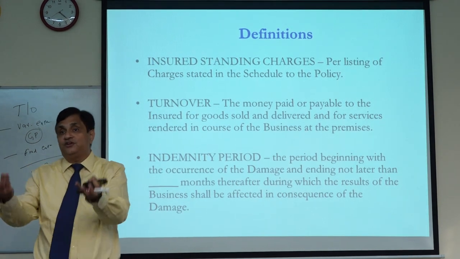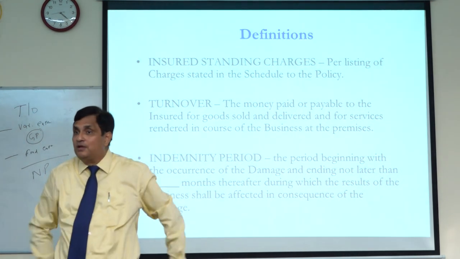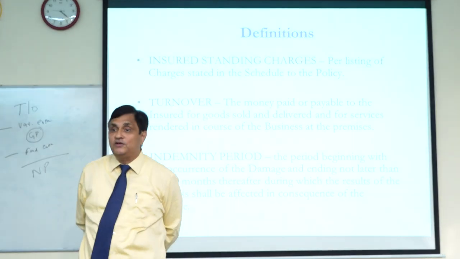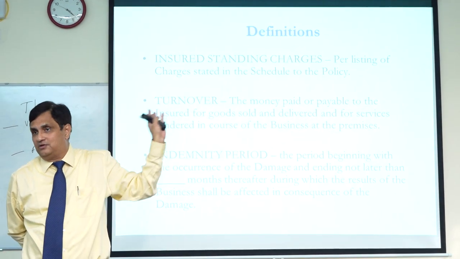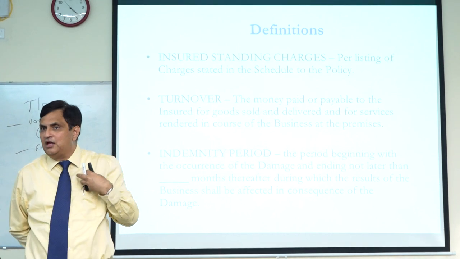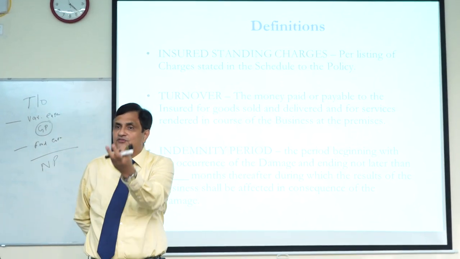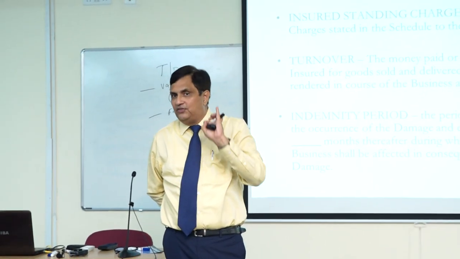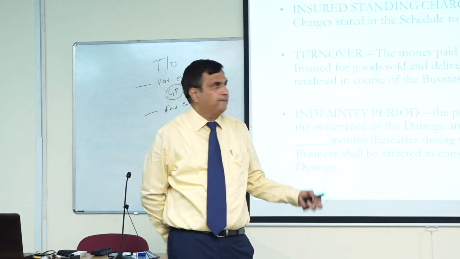That means your balance sheet is affected, your profit and loss is affected for whatever period of time, because of the loss of damage. That is your indemnity period. Maximum is what you have selected. Even if it's affected for longer, I am not going to pay, because you paid me a premium related to only 12 months or 16 months or 18 months, whatever you have paid. That's the maximum I'm going to pay as far as the insurance company is concerned. Is this clear?